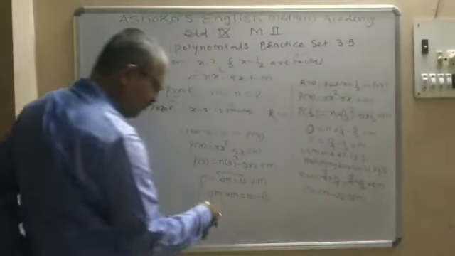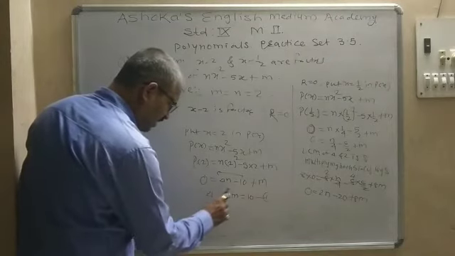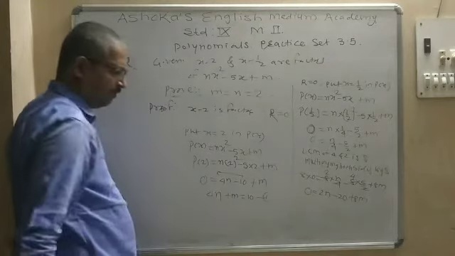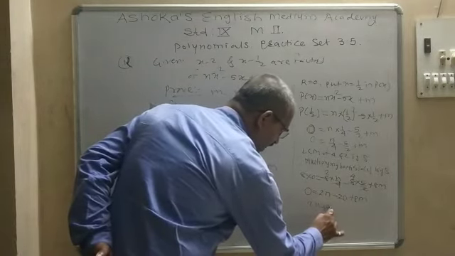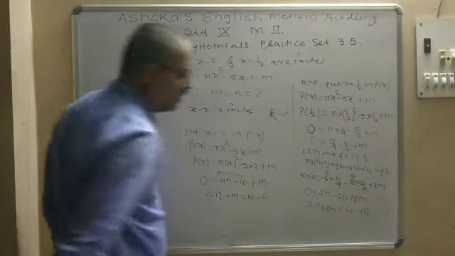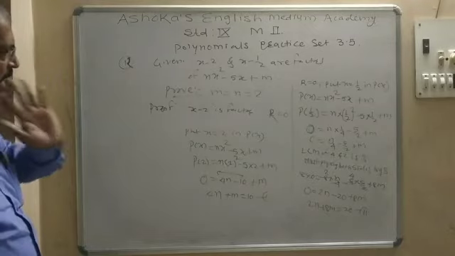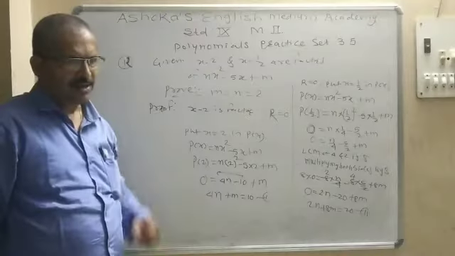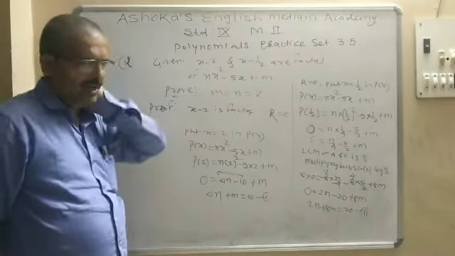This 20 will come to this side. Here I have made a little mistake. It is 4n. Now here 2n plus 8m is equal to positive 20. Equation number 2. Now we should solve these two equations and find the value of m and n. It goes in linear equation in two variables.